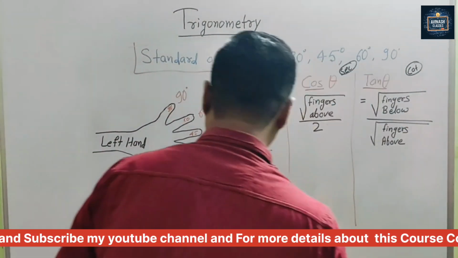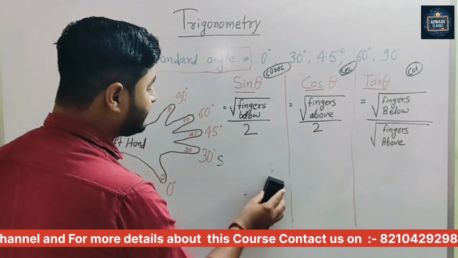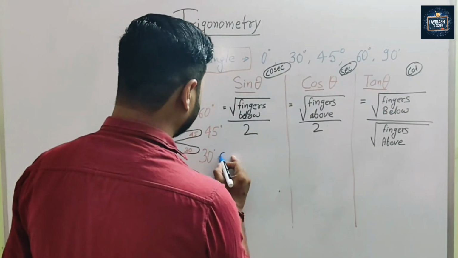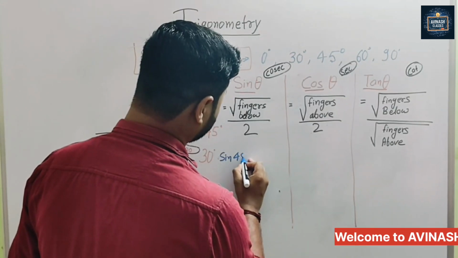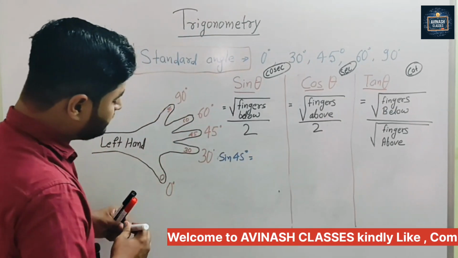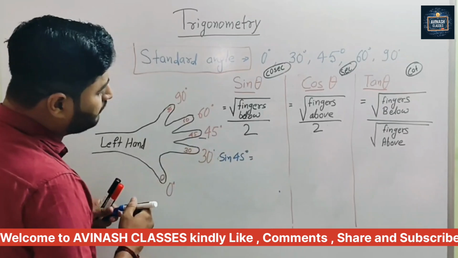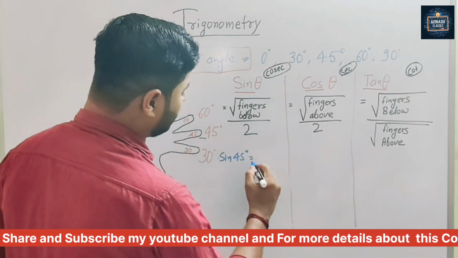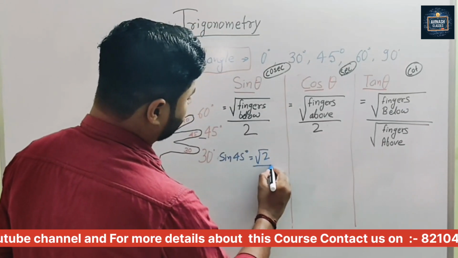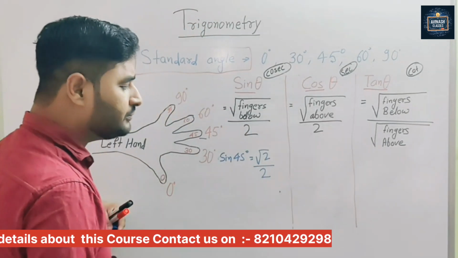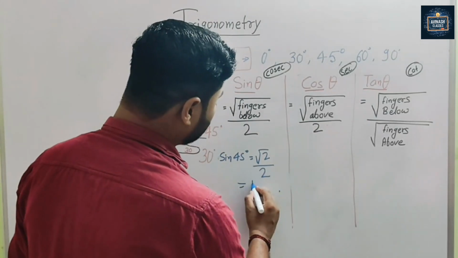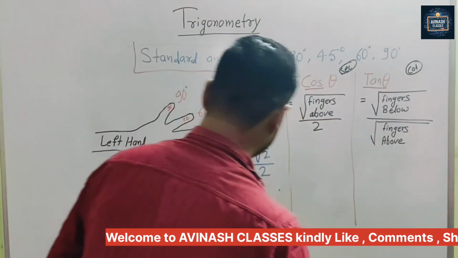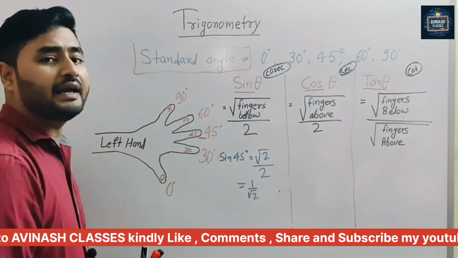Now let's take another example to understand better. Here I am taking sine 45 degree. 45 is here. Below 45, how many fingers? 1, 2. So we write root under 2 divided by 2. Any problem? No. When you solve this, what does it come to? 1 by root 2. Understand? Very easy, right? Like that we can solve any one.